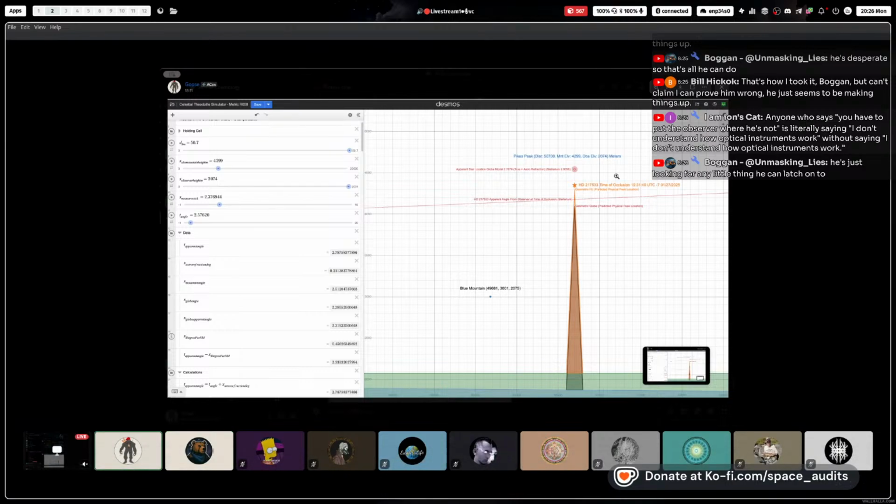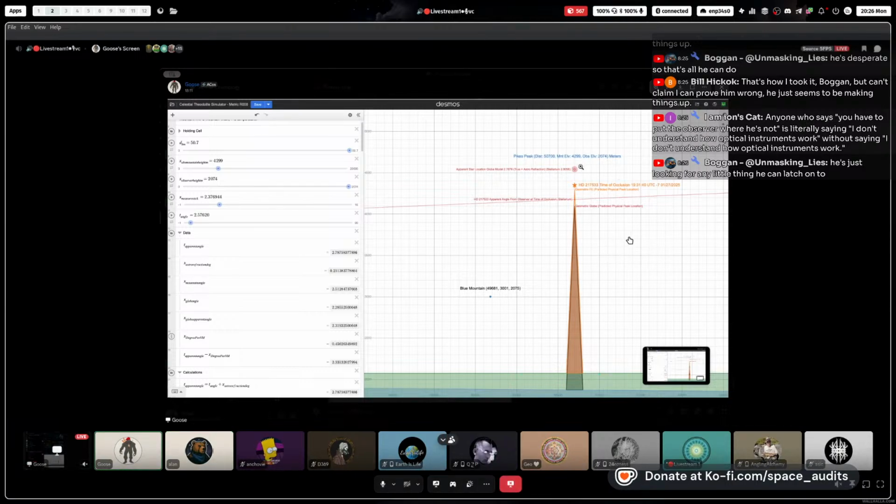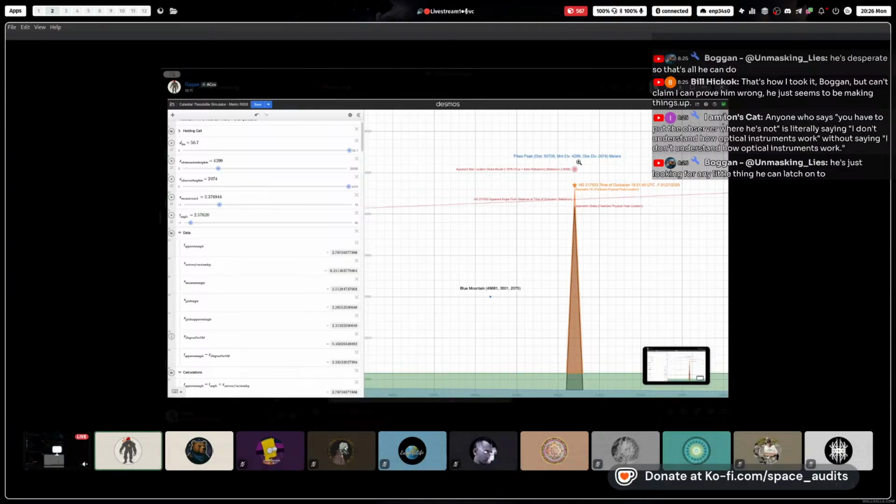All right, what are we looking at here, big dog? All right, I'm just going to go over it really quick. So we're looking at Pikes Peak. It's got a distance of 50.7 kilometers based on Movable Type's website. We have a mountain elevation of 4,299 meters and observer elevation at 2,074 meters.